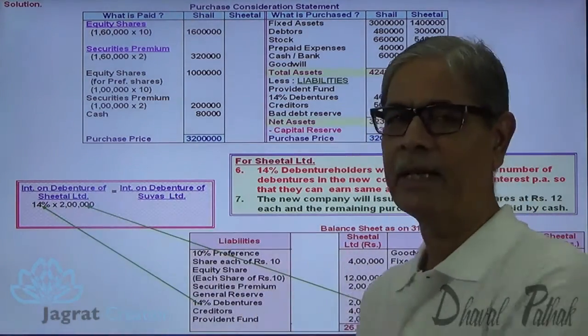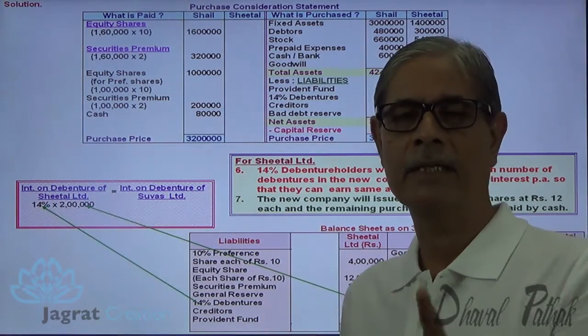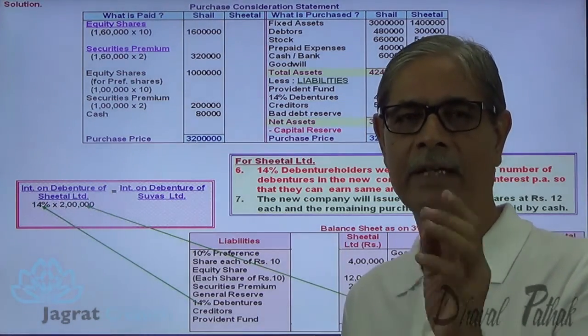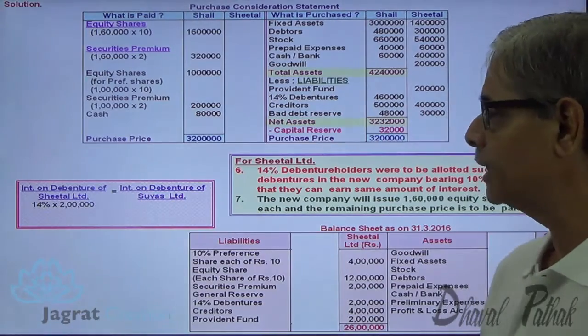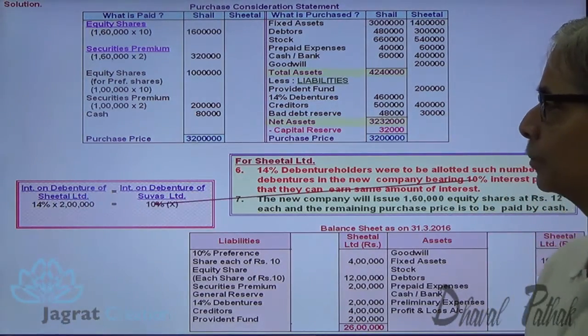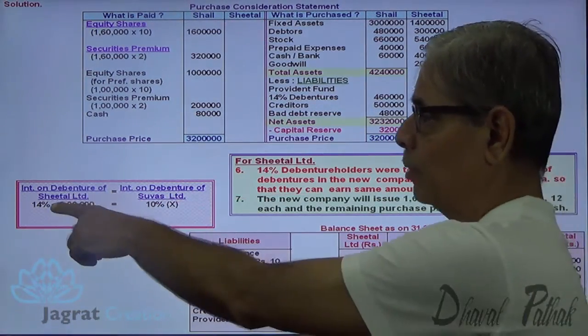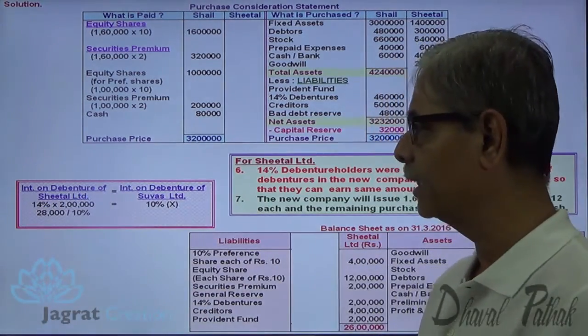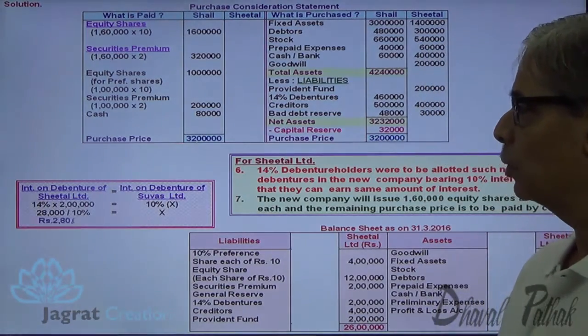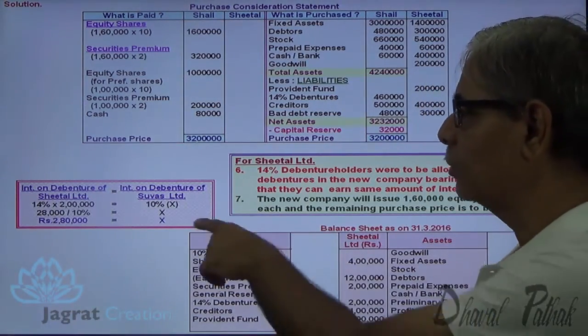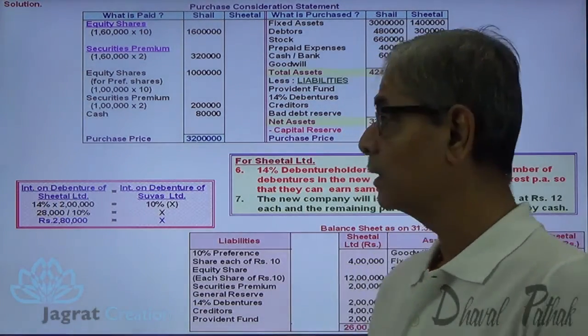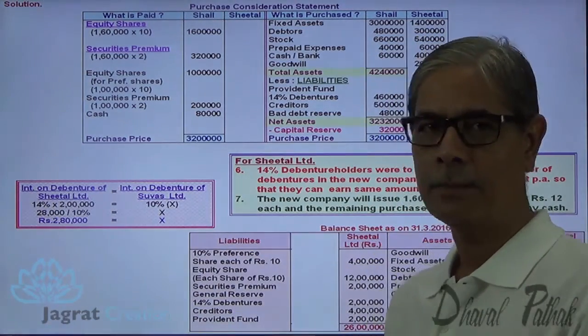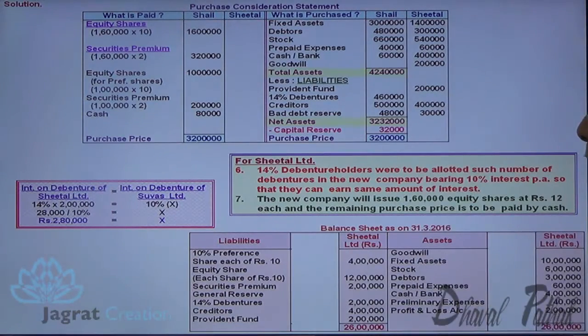They want to have the same interest in the new company, but the new company debentures are giving interest at the rate of 10%. So it is equal to 10% of X amount. Now 14 into 2 lakhs, 28,000, divided by 10% goes on the opposite side, so divided is equal to X. So 2,80,000 is the debentures to be given. So the exchange value of the debentures purchased of Sheetal Ltd is 2,80,000. This is how the exchange value of debenture is worked out.